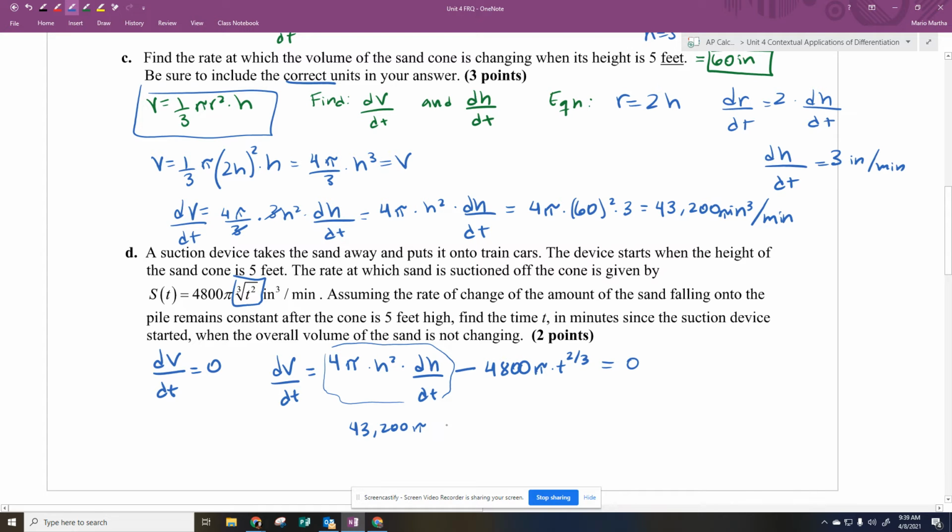Pi, and then we want to solve for t here. You can add 4,800 pi times t to the 2/3 to both sides, so 43,200 pi is equal to 4,800 pi times t to the 2/3. Divide both sides by 4,800 pi, and you end up with t to the 2/3 equals positive 9. Therefore t equals 27 minutes. So at the 27th minute, nothing is changing. It's pretty much staying the same.